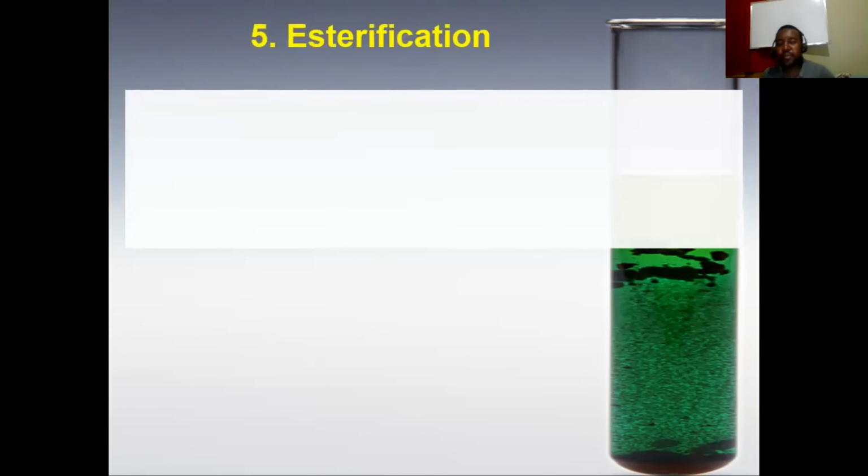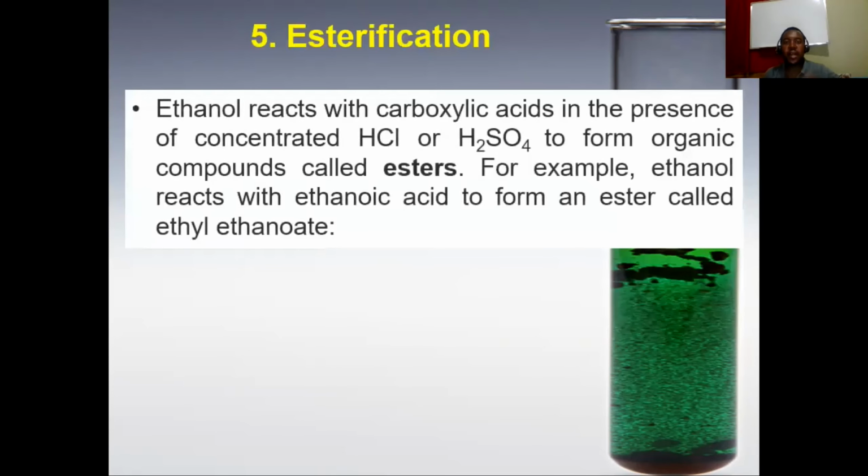All right, next type of reaction with alcohols is esterification. Esterification is where alcohols react with a carboxylic acid to give us a compound known as an ester. This is only able to happen if you have the presence of concentrated hydrochloric acid or sulfuric acid. So you need a concentrated acid in order for this reaction to occur.